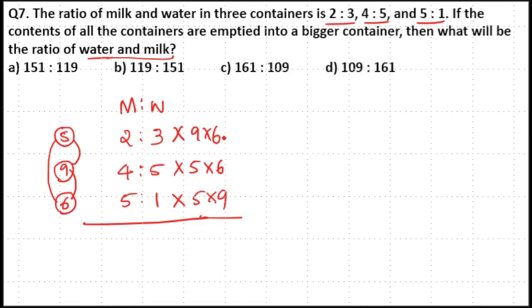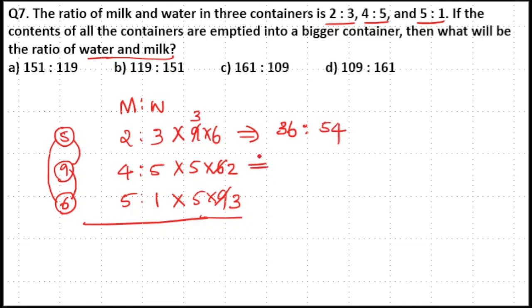You can cancel this ratio. 3 3s are 9. 3 into 2, 6. 3 3s are 9. So, 5 into 3, 5 into 2, 6 into 3. First ratio becomes 6 into 3, 18, 18 into 2, 36 is to 6 into 3, 18 into 3, 54.